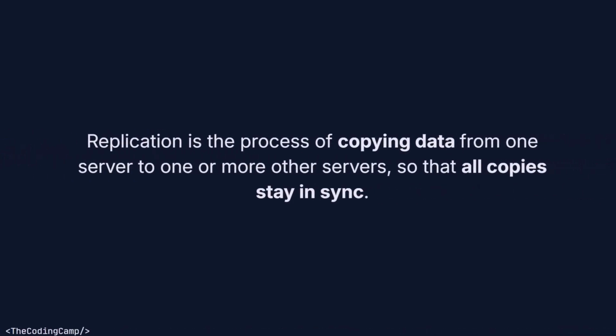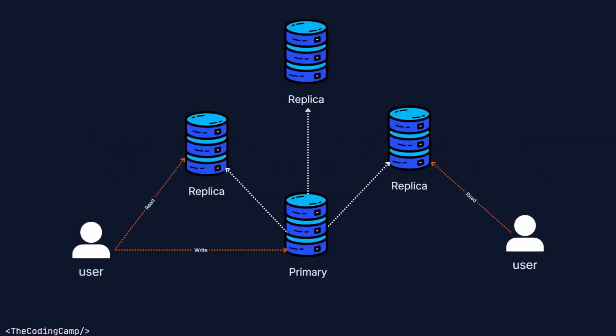Replication is the answer for all these questions. Replication is the process of copying data from one server to one or more other servers so that all copies stay in sync. There are different replication types, which we will learn about next, but at a high level, replication involves a primary node which handles writes, and secondary nodes, also known as replicas, which receive and apply updates from the primary node and often handle read requests.